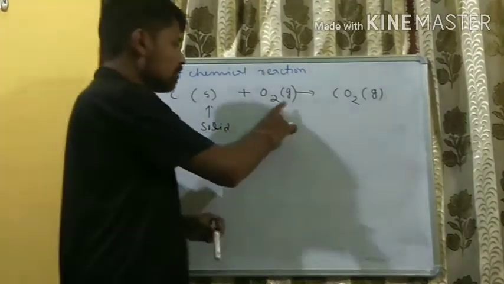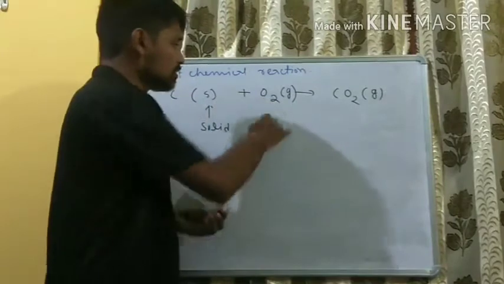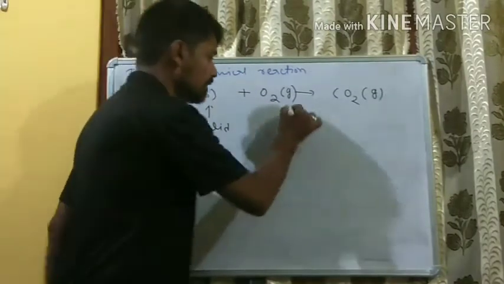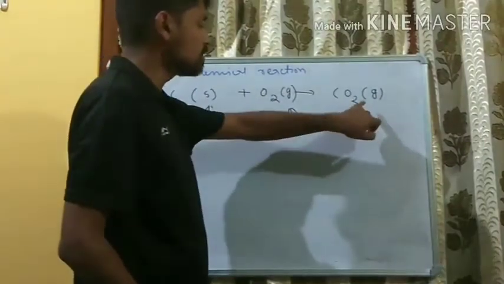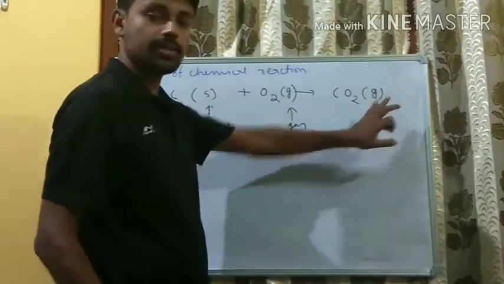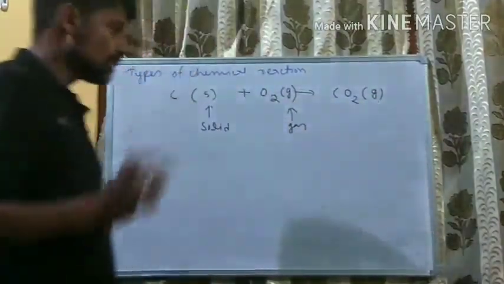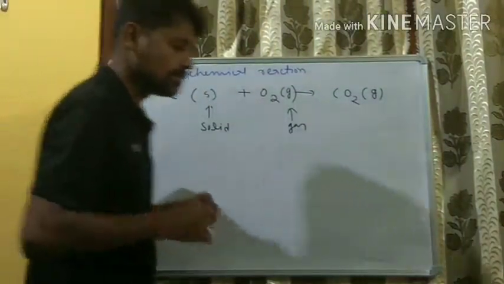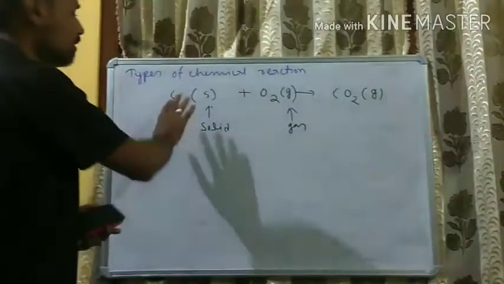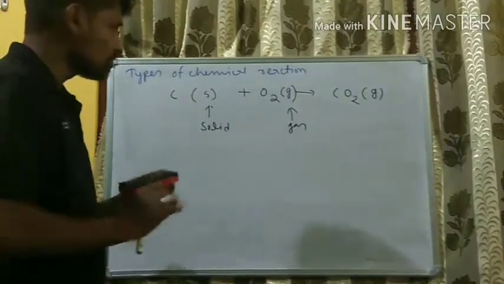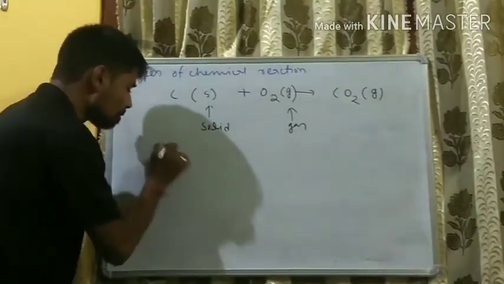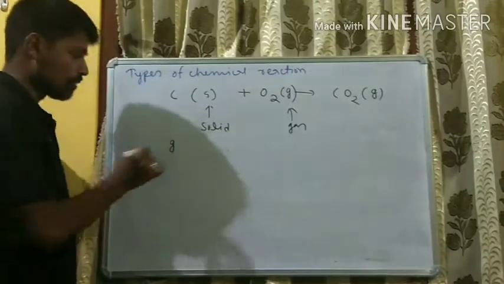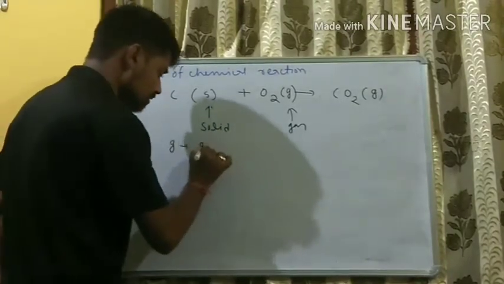Similarly, we know that oxygen is a gas, so in the bracket we have written G. Likewise, carbon dioxide is also a gas, so we have written G. So there are some symbols which are used in a chemical equation. These symbols are G. G indicates gas.